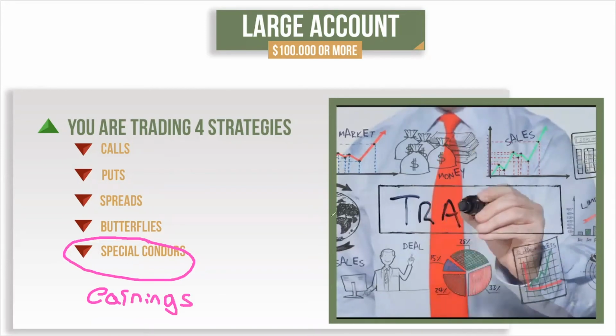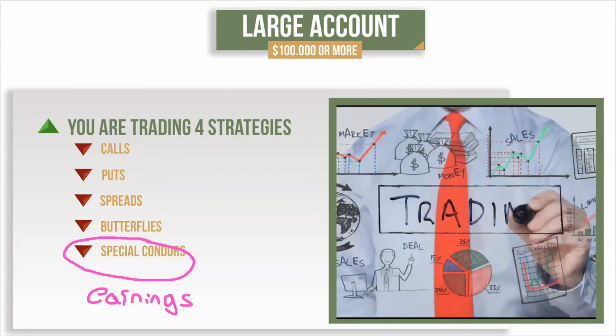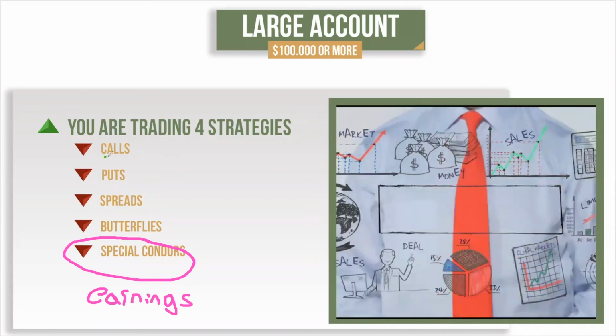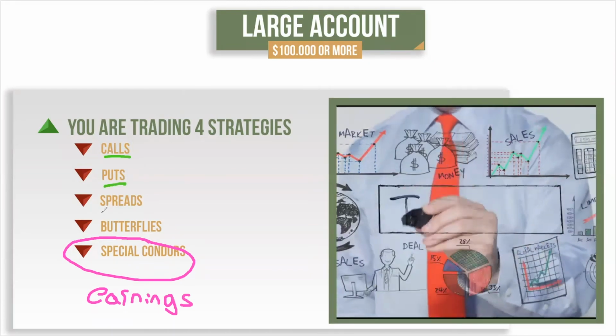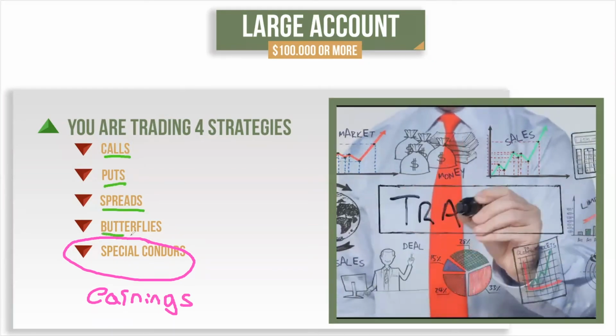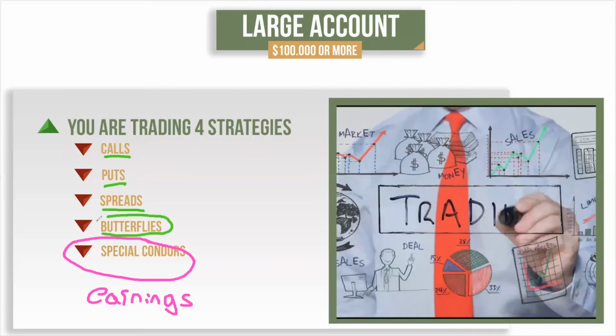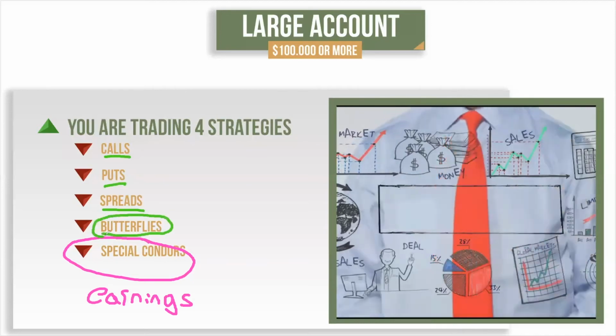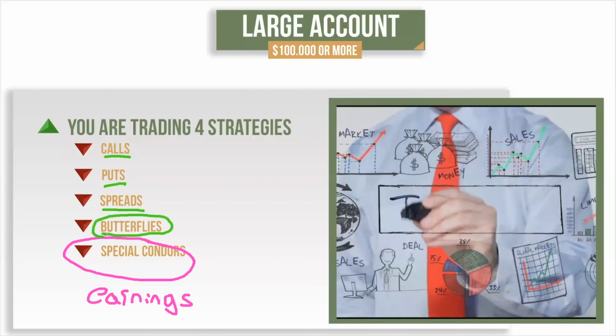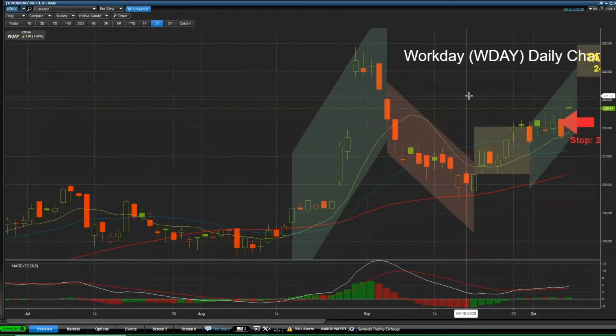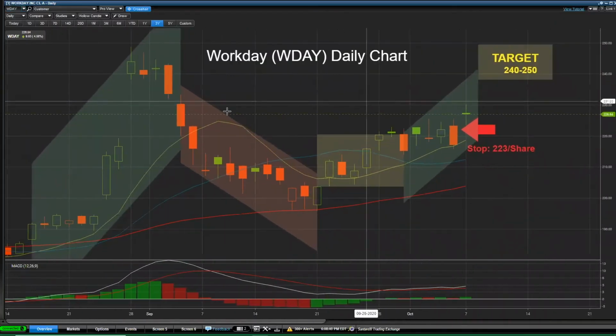Okay. But the main ones that you want to be focusing on are the calls, puts, spreads, and butterflies. Now you're going to be trading butterflies, obviously, when you feel a stock's going to get up to a certain level, like in the background here, right? So the nice thing about Workday is a butterfly.